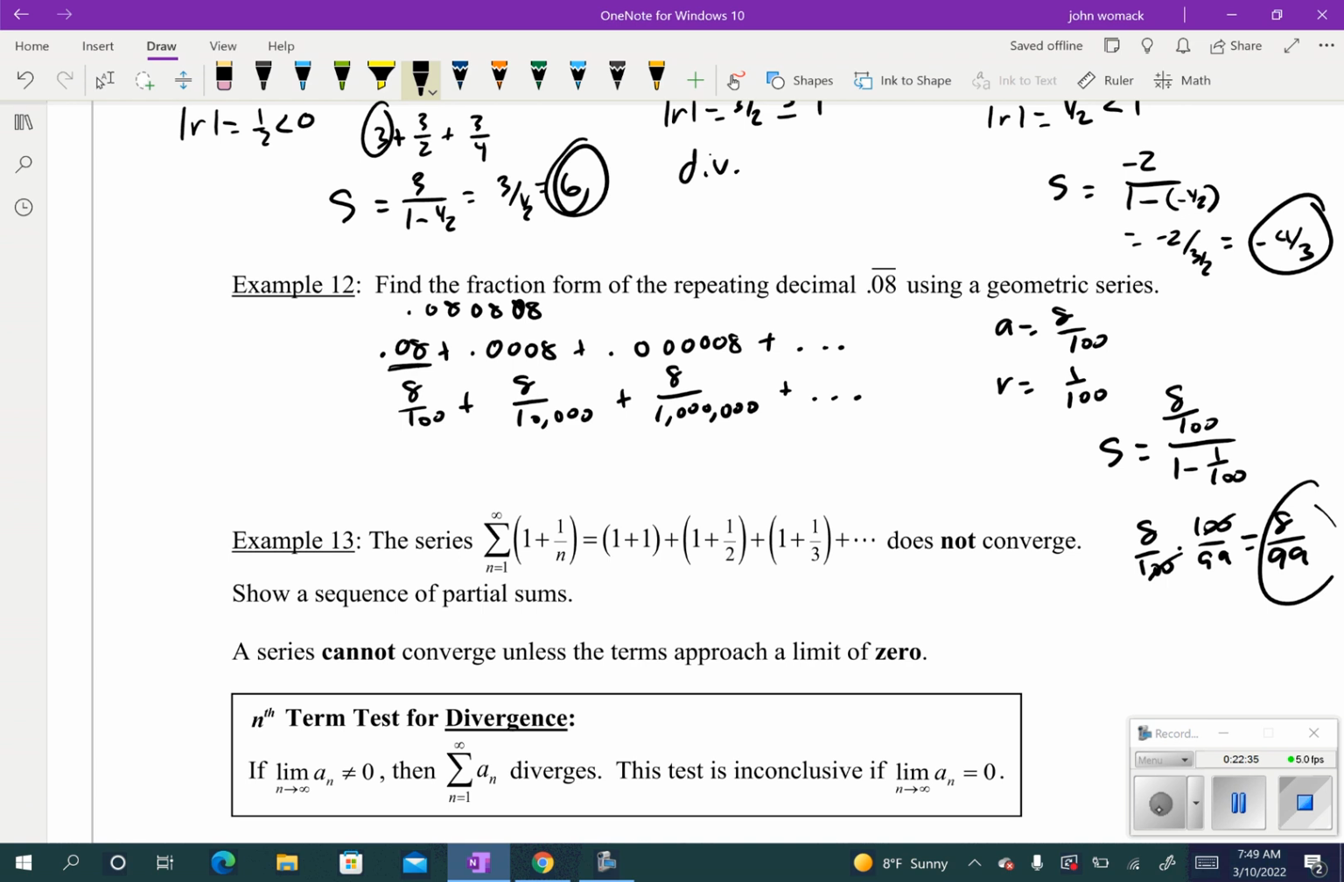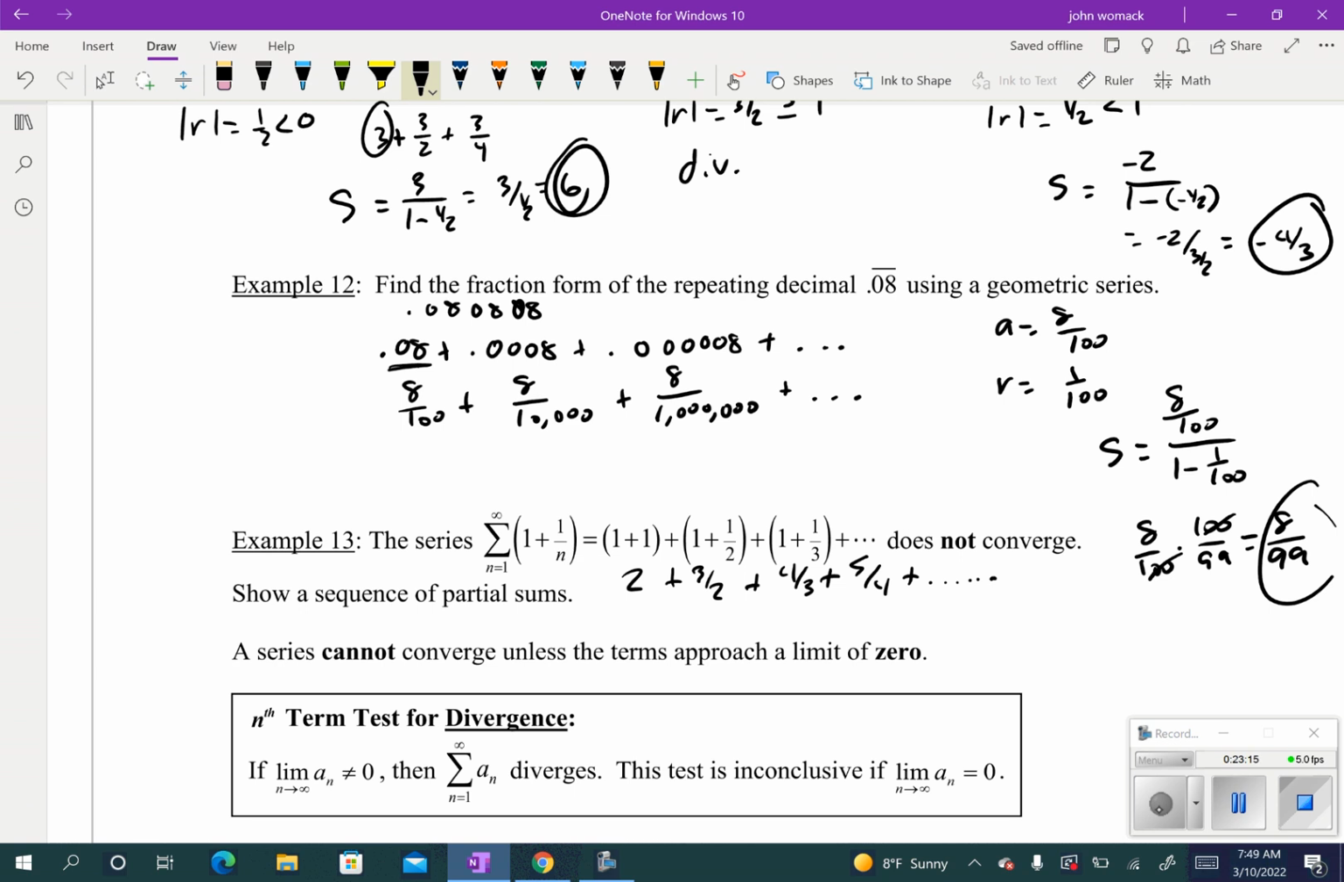Okay, look at 13 for a second. We got this series here. It says it does not converge. If you check those numbers really quick, if I plug 1 in, we get 2, and then I plug 2 in, we get 3/2. If I plug 3 in, I get 1 1/3, which is 4/3. You could plug 4 in, and you get 5/4. So as you go, those numbers are getting smaller, but this is really important. It does not converge.